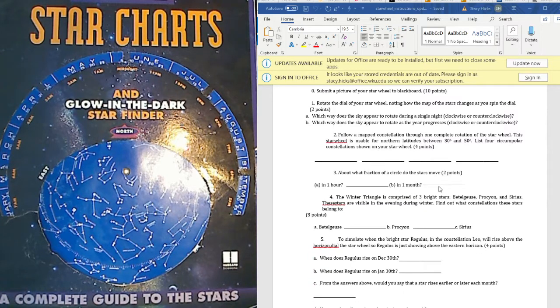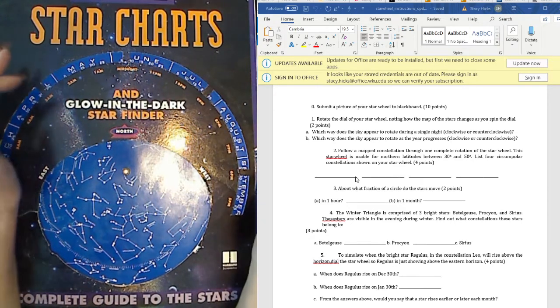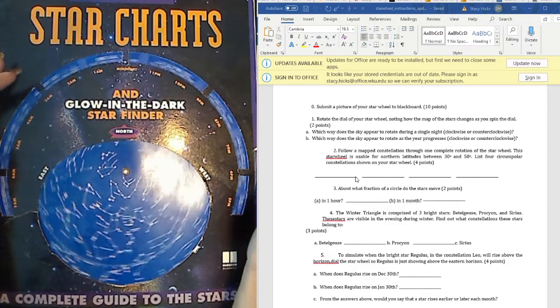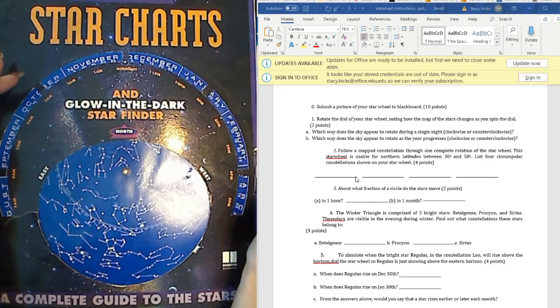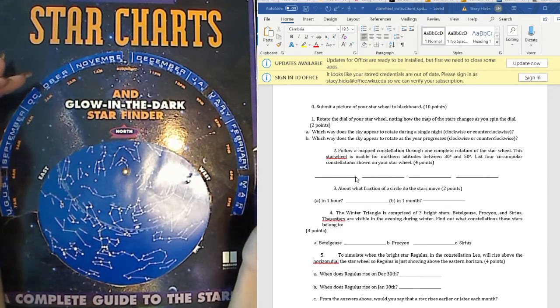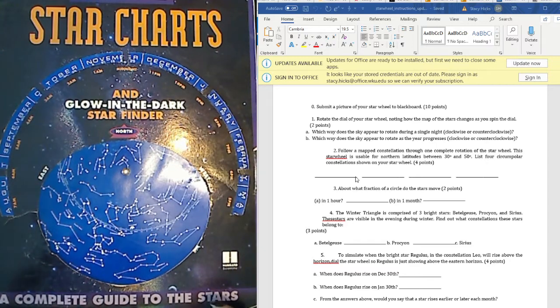All right, one of the first questions asks about circumpolar constellations. Now, hopefully you know from your reading what circumpolar constellations are, but I'll demonstrate, right? So again, let's go back to what we're going to see tonight. At about 7 p.m., this is what our sky is going to look like, right?